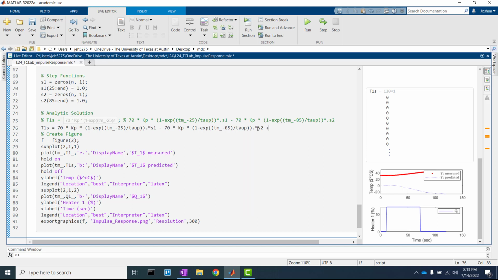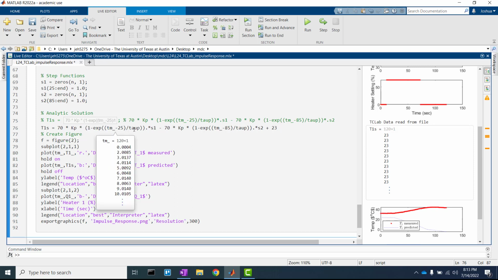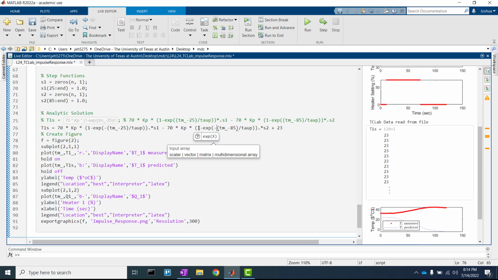We would add the ambient temperature, which is 23. So let's start there. I don't think that will do everything. Let's go ahead and run that section. We're still going down and down by a lot when we should be going up in that initial portion. So let's think about this. 70 times Kp times 1 minus time minus 25 times 1 minus the exponential negative. This needs to be a negative right here. Negative. And this one right here needs to be a negative.